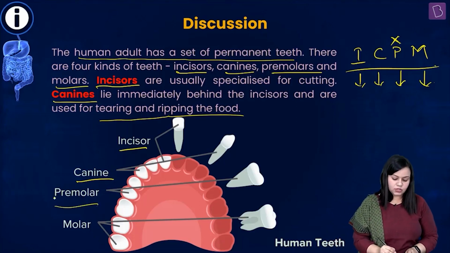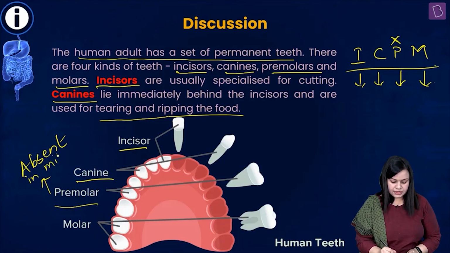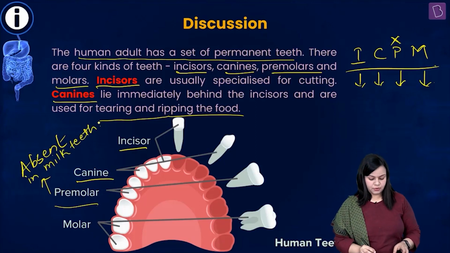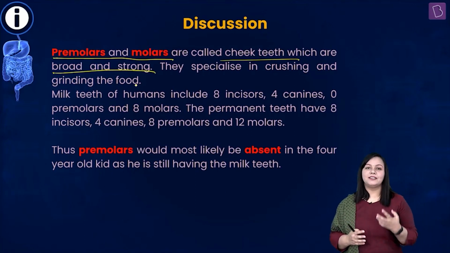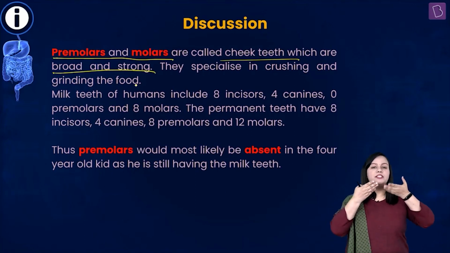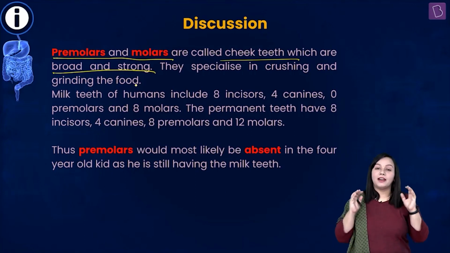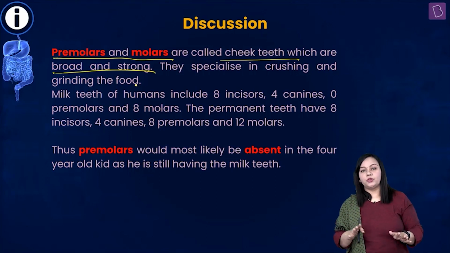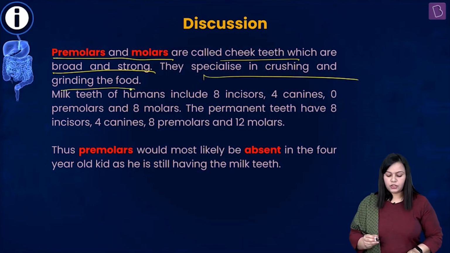And these are the premolars which are going to be absent in the set of milk teeth. All right, so I'm writing it down here so that you can take it down and remember this point. Going ahead, premolars and molars are called cheek teeth, which are broad and strong. That is the reason why whatever we chew, we usually take it behind towards the sides in our mouth, and allow the crushing and grinding of the food to happen easily. So they specialize in crushing and grinding of the food.